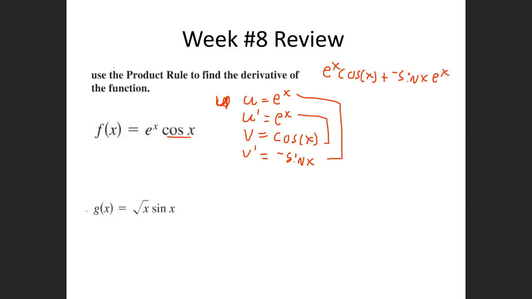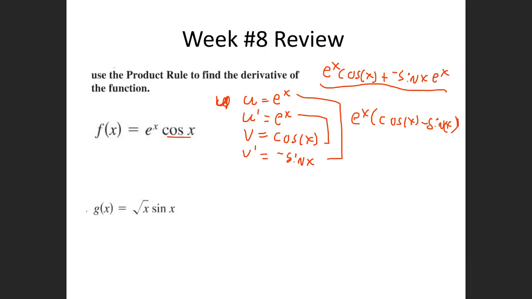Now I can stop there. Some students factor out an e to the x, so they'd put e to the x and then have cosine of x minus sine of x, which is perfectly fine. I didn't mind either way if you factored and simplified it down. Most of the time I just leave it like this. I don't take that extra step.